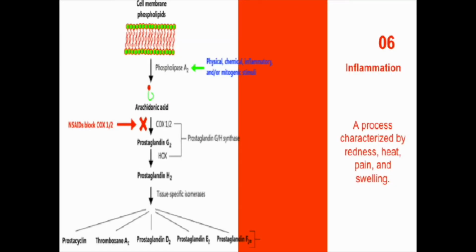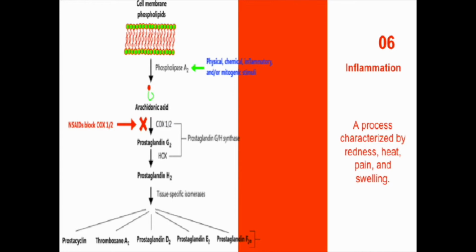Inflammation in the tissues occurs in response to the injury. The damaged cells release prostaglandins as well as other chemicals, including histamine and bradykinin, that we have talked about previously in the semester. Inflammation is a process characterized by redness, heat, pain, and swelling.